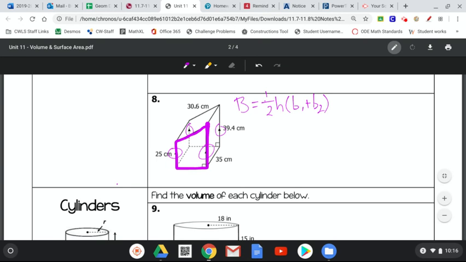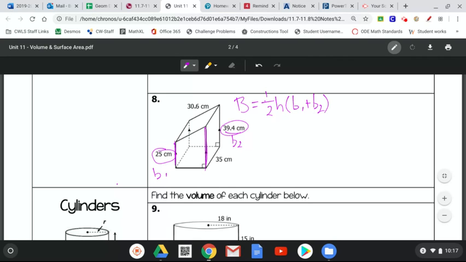So we can see from the picture, here, I'm going to erase some of this stuff. All right, so we can see from the picture that we have 25 here. That's that length right there. That's going to be our base 1. 39.4 is going to be this length right here. So that's going to be our base 2. And now we have to figure out the height.